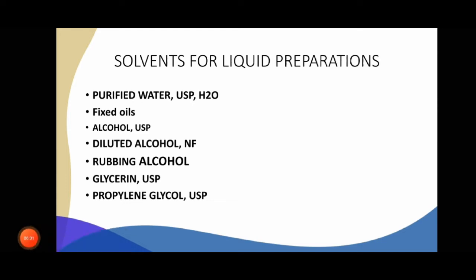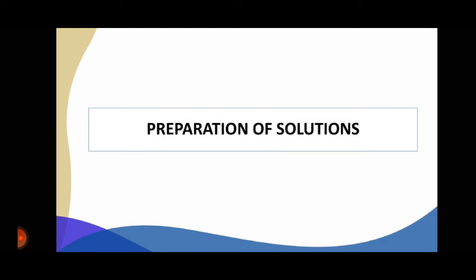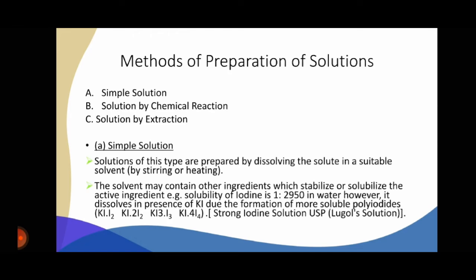So for propylene glycol USP, it is a viscous liquid miscible with water and alcohol. It is a useful solvent with a wide range of applications and is frequently substituted for glycerin in modern pharmaceutical preparations. So for the preparation of solutions, we have methods of preparation of solutions.